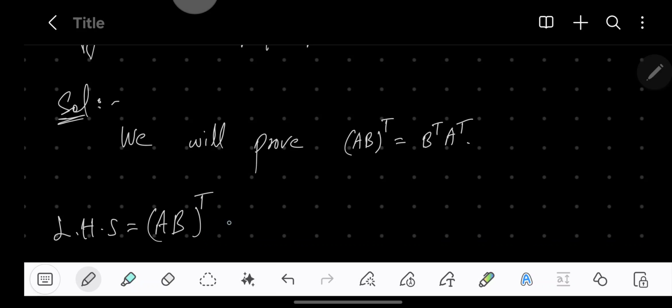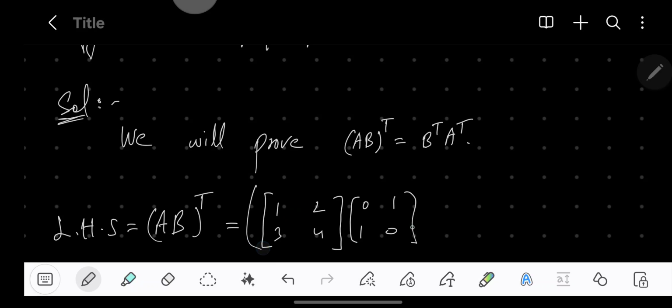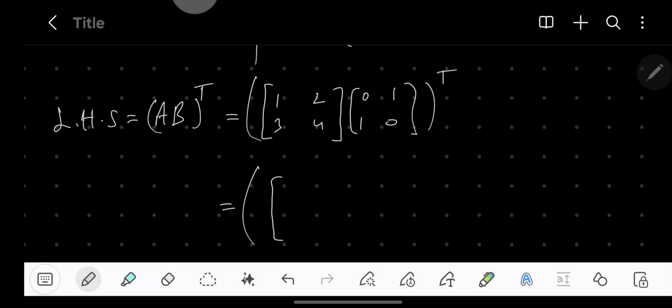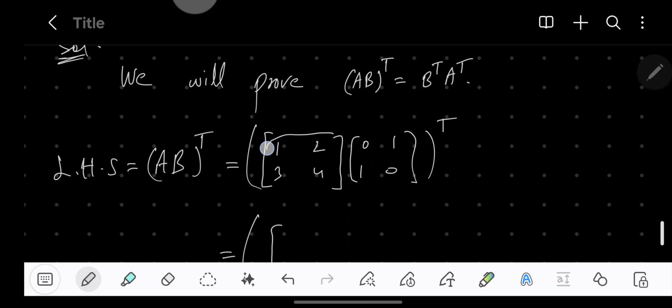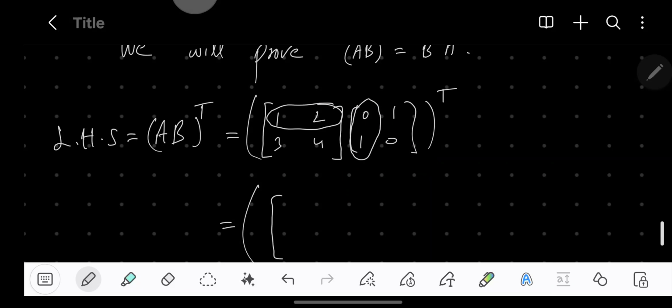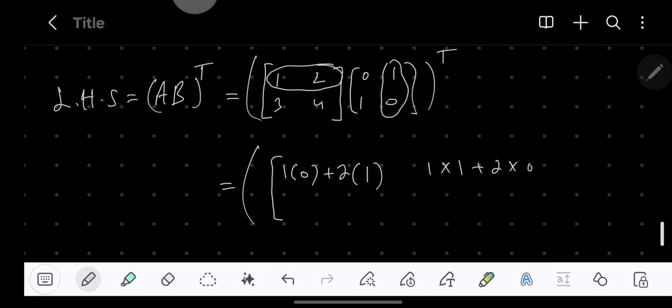Okay? So put the value of A first and then put the value of B and then take the transpose. So first of all, we will multiply these two matrices. So first I will multiply the first row with the first column. It will be 1 times 0 plus 2 times 1. And then the first row with the second column, which is 1 times 1 plus 2 times 0.